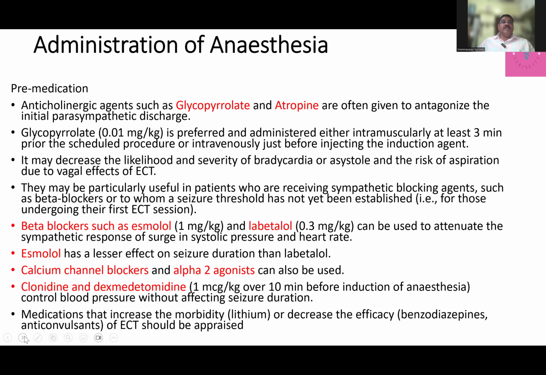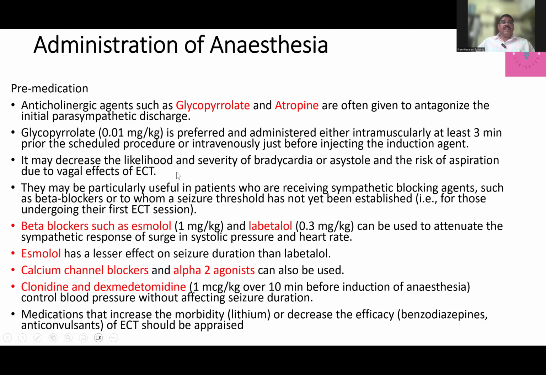Regarding the administration of anesthesia, we have to give pre-medication like anticholinergics. Glycopyrrolate and atropine are often given to antagonize the initial parasympathetic discharge. But glycopyrrolate is more useful than atropine. Glycopyrrolate 0.01 milligram per kg is preferred and administered either intramuscularly at least 3 minutes prior to the scheduled procedure, or intravenously just before injecting the induction agent.